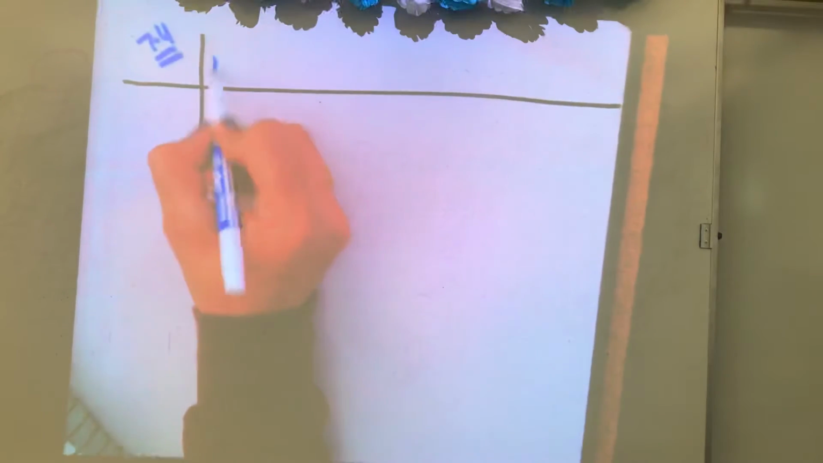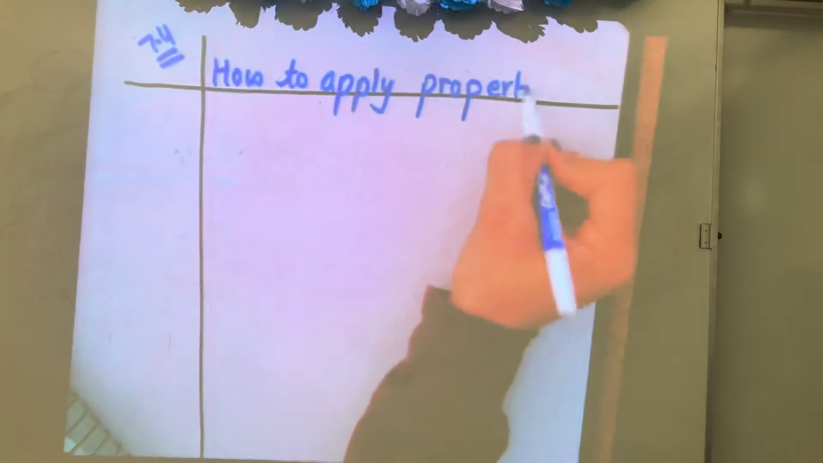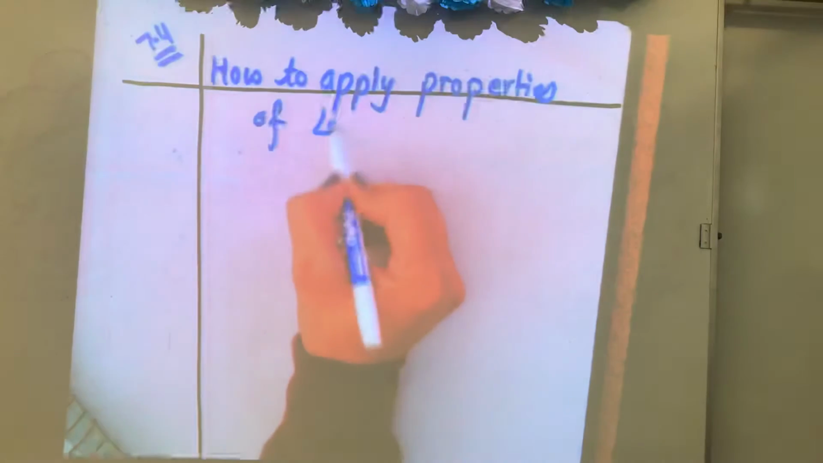So this is my first lesson online and we're going to be learning about 7-4. This 7-4 is about properties of logarithm. Let's start off with the essential question. It's totally up to you if you want to take notes or not. I'm not forcing you. So here's the essential question: how to apply properties of logarithm, or log functions.